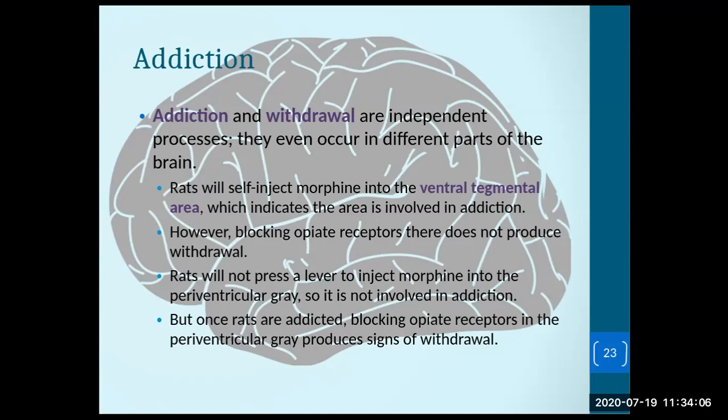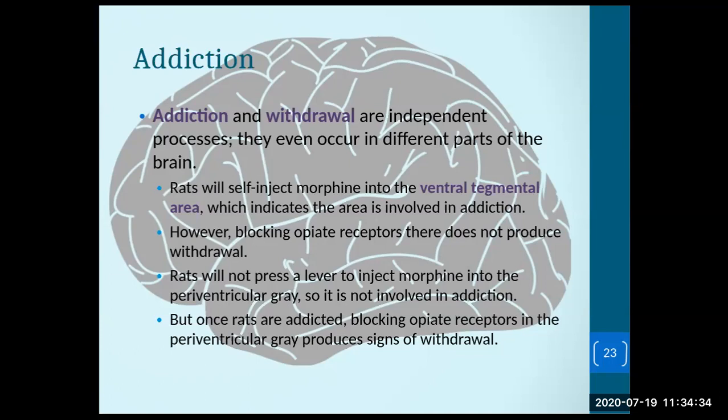effects. So to sum this up, in the VTA, or ventral tegmental area, rats will self-inject morphine, which shows that it's involved in the addiction process. But if you block opiate receptors, there is no withdrawal. So that's the addiction pathway. In the periventricular gray, the rats will not self-inject more morphine, so it doesn't seem to be part of that addiction circuit. But blocking the opiate receptors does produce the symptoms of withdrawal.